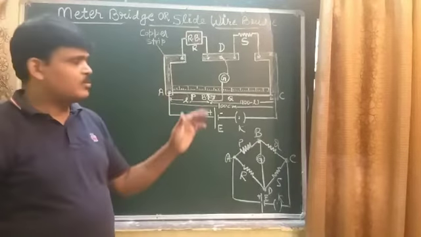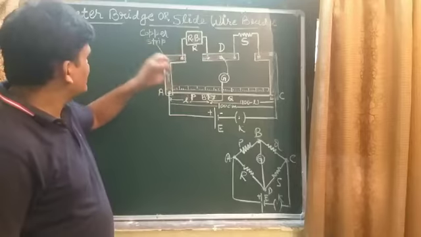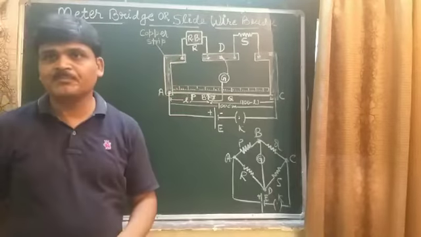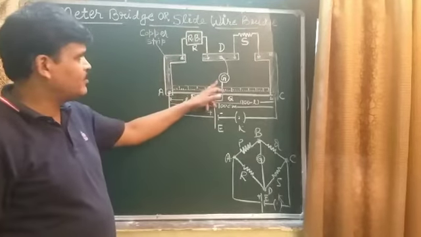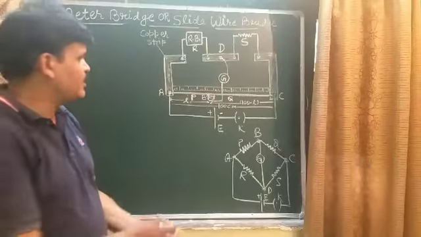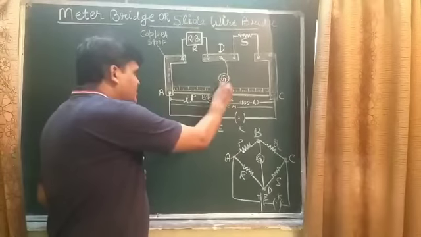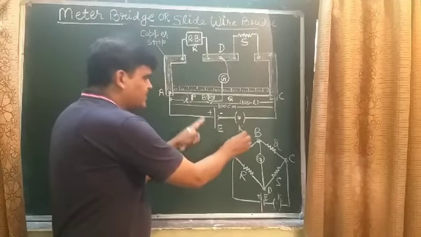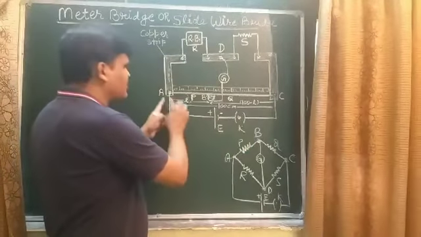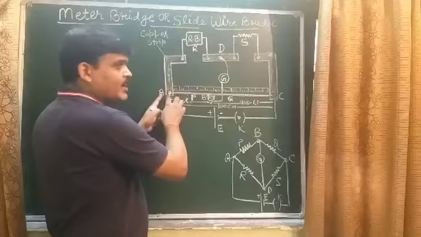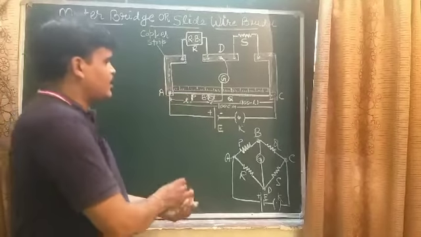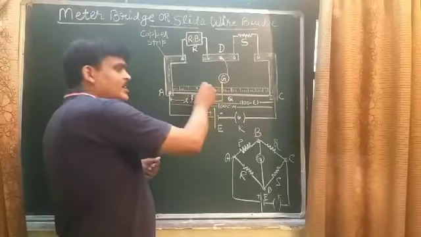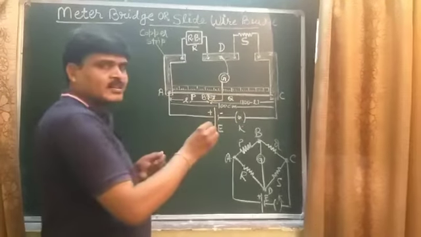And now I am going to explain the working of a meter bridge. In the meter bridge, the key is closed, and current passes through the wire from end A, and we slide the jockey on the meter bridge wire.